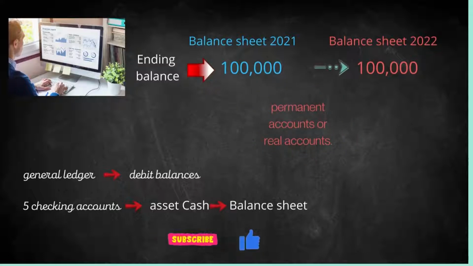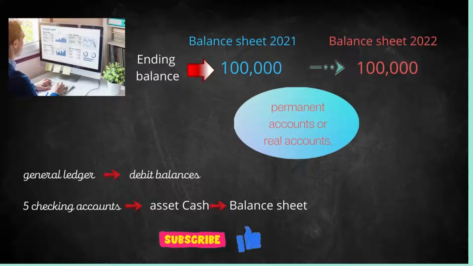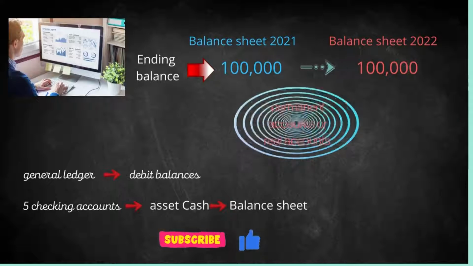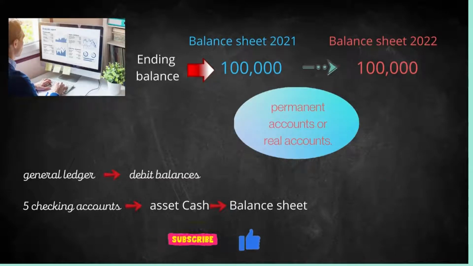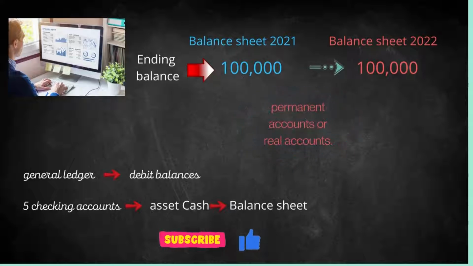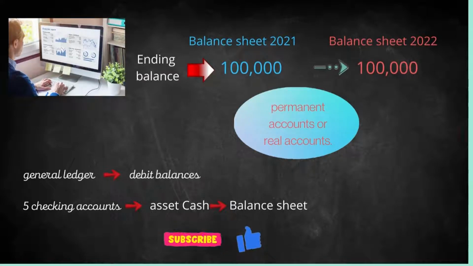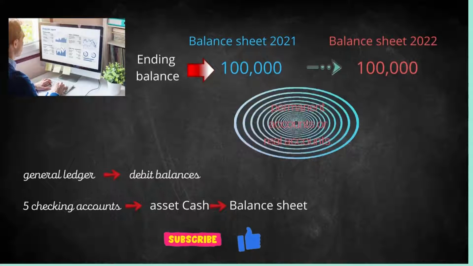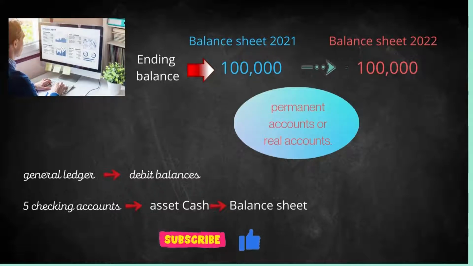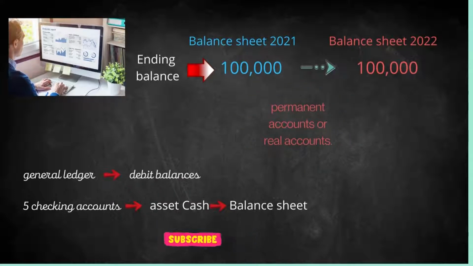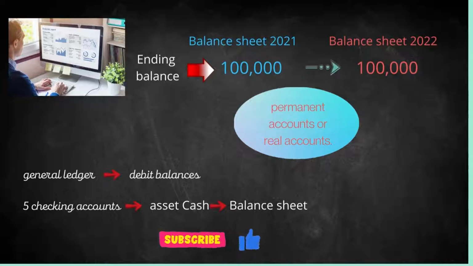The ending balances in the balance sheet accounts will be carried forward to the next accounting year. Hence, the balance sheet accounts are called permanent accounts or real accounts. The asset accounts are usually listed first in the company's chart of accounts in the general ledger. In the general ledger, the asset accounts will normally have debit balances.